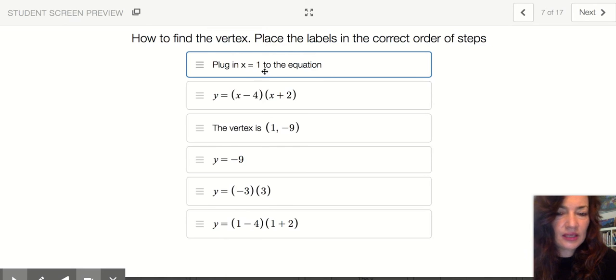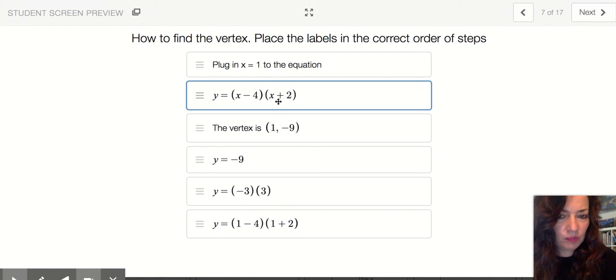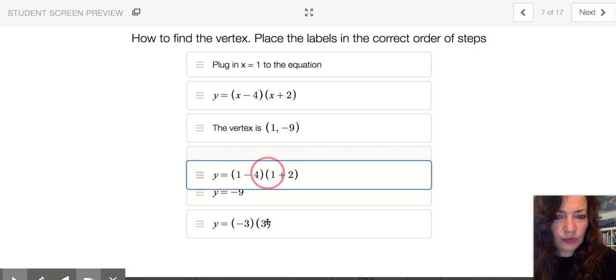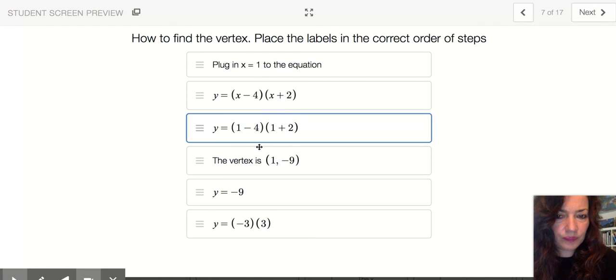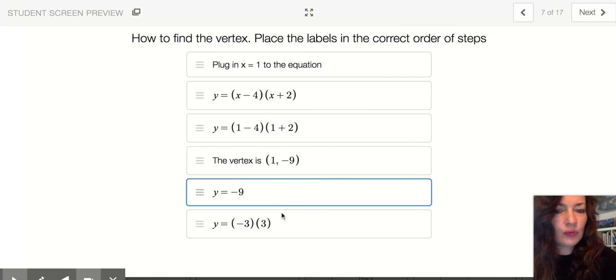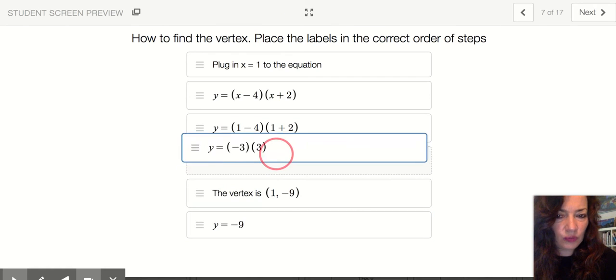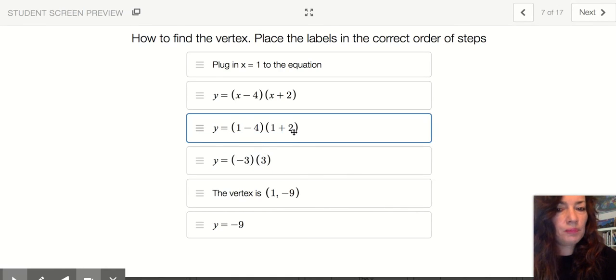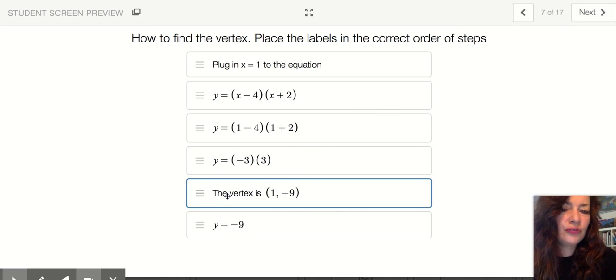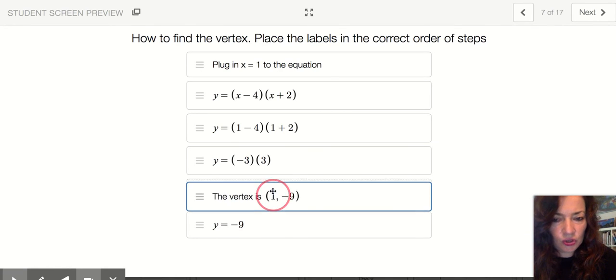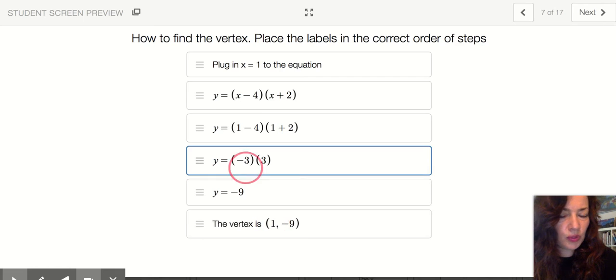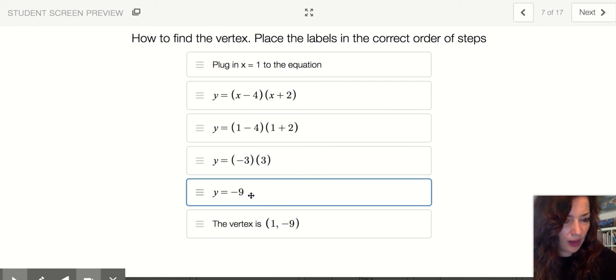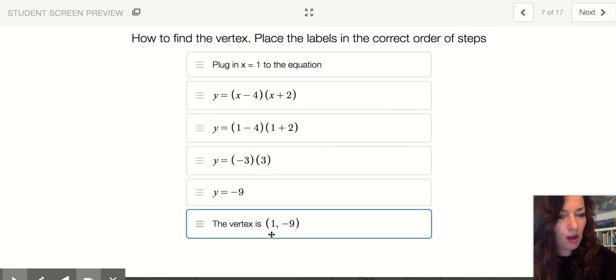So plug in x equals 1 to the equation. Here's the equation below. Plugging in 1 results in the following step. So we get 1 minus 4 times 1 plus 2. Then we're going to simplify that. When we simplify that, 1 minus 4 is negative 3 and 1 plus 2 is positive 3. And therefore the vertex is, this should go below, because after we multiply negative 3 times 3, we get negative 9. And then the vertex is 1 comma negative 9.